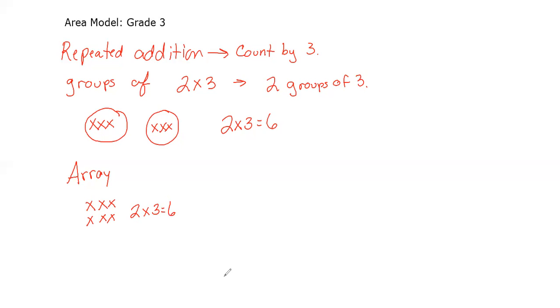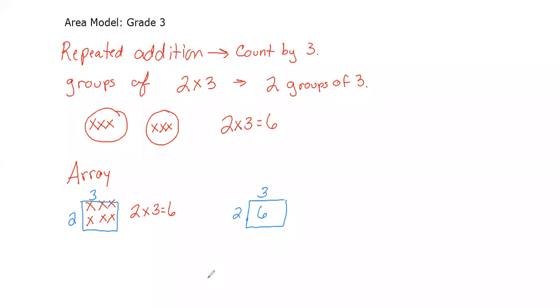And if we even want to go one step further from that, we can take this array and think of it as a rectangle that is a 2 by 3 rectangle. And now we have the area model because 2 times 3 is 6, and that rectangle has an area of 6.